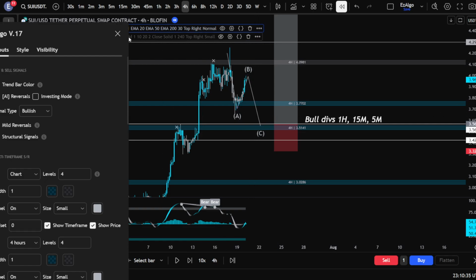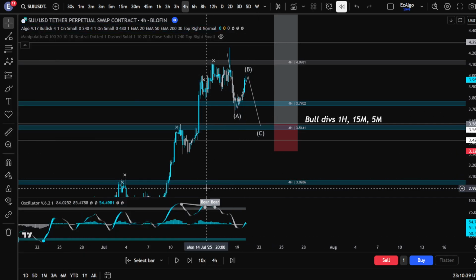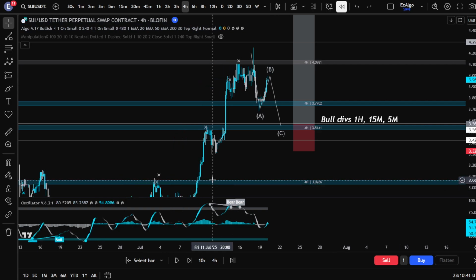So all you're looking for are levels with price history. So what does price history mean? Well, price history is a level that has been respected well in the past.